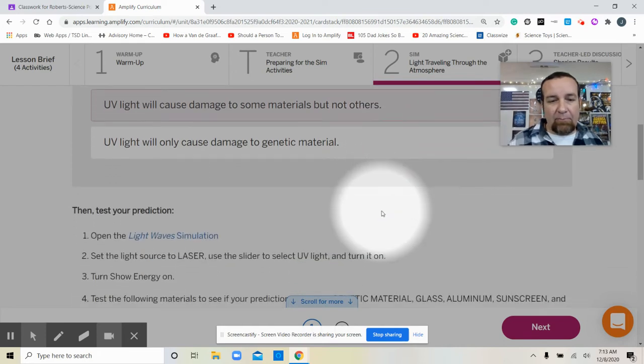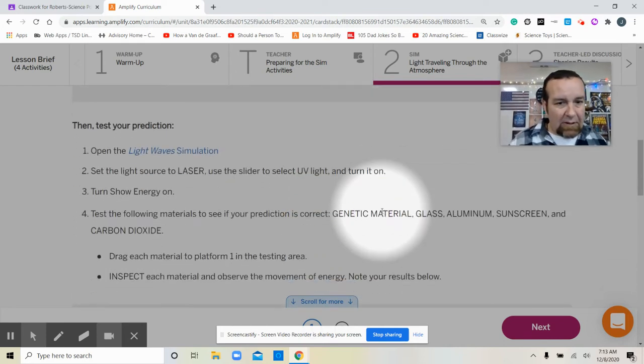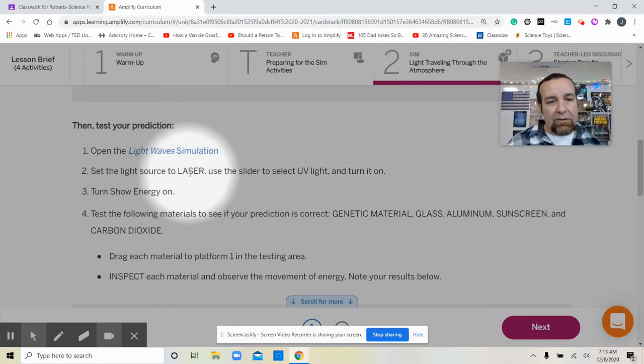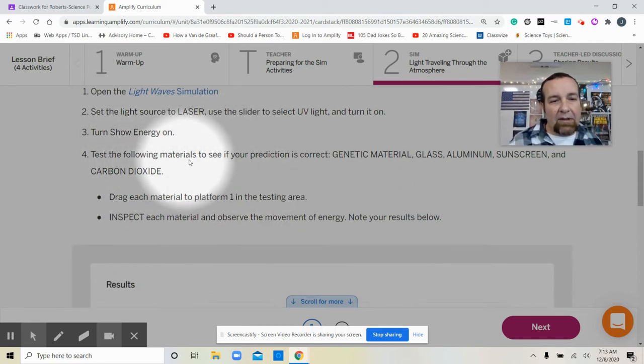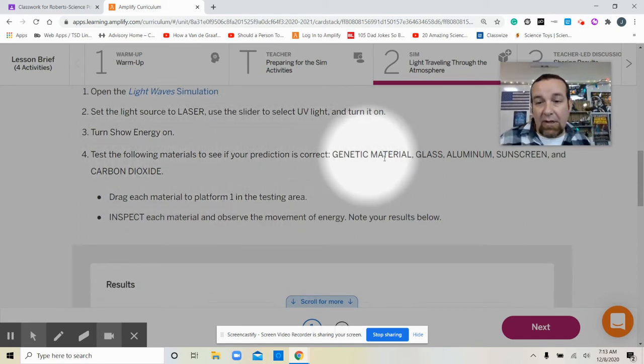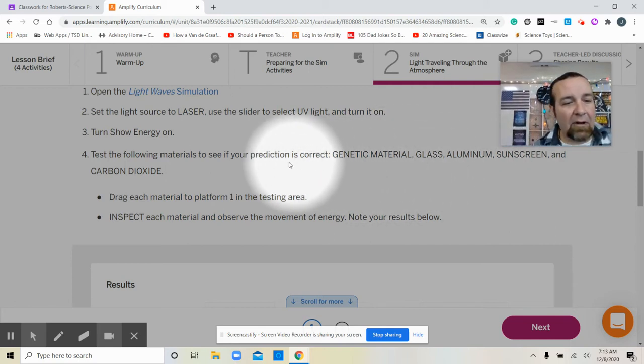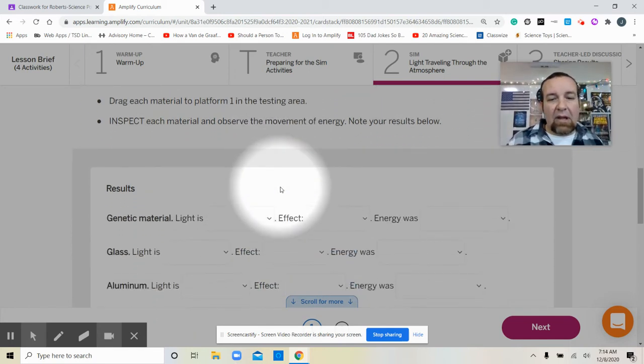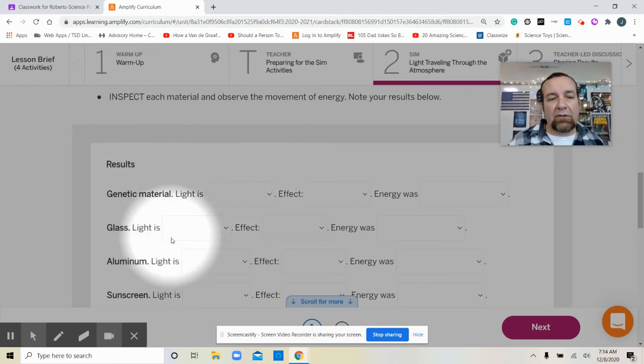So hopefully you've made that prediction. And what we're going to be doing is using the laser, and we're going to be using ultraviolet light. We're going to be testing the following materials: genetic material, glass, aluminum, sunscreen, and carbon dioxide. And as we do that, we are going to answer these questions.